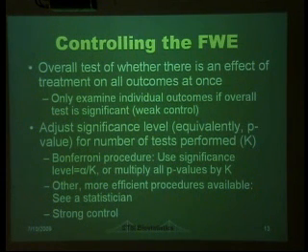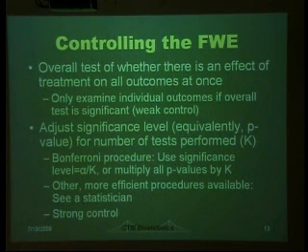So it's kind of like a gatekeeper strategy. You only proceed past the gate and look at each of the other outcomes if you find an overall significant difference. Now that particular strategy gives you what's called weak control of the family-wise error, which is control only when there's no difference on any of the comparisons.